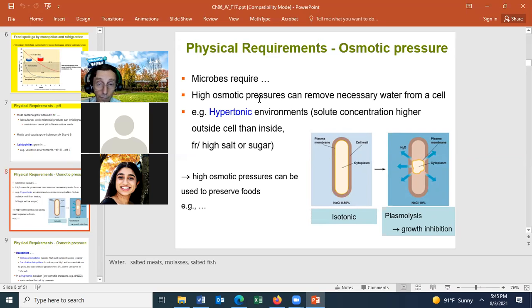High osmotic pressure removes water from the cell, and then the cytoplasm will shrink. It's called plasmolysis as the water leaves the cell. That can kill a cell if it's sensitive to the loss of water, like E. coli would be killed if it fell into molasses, for example.